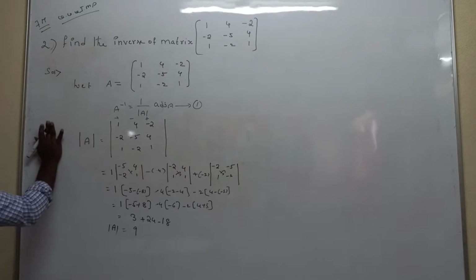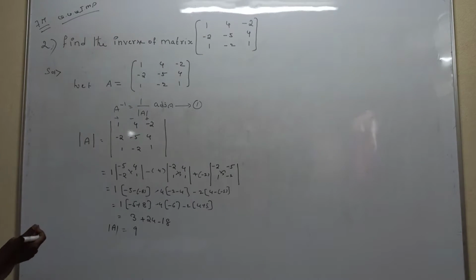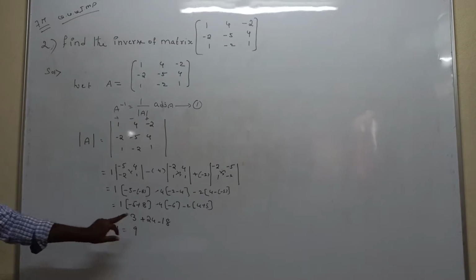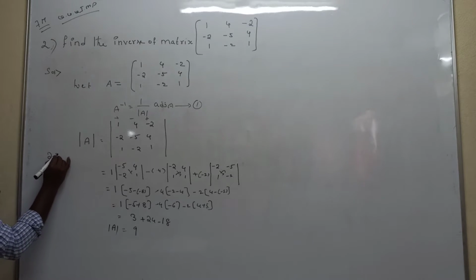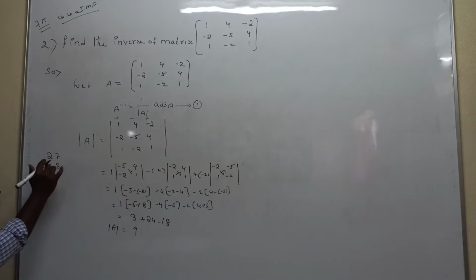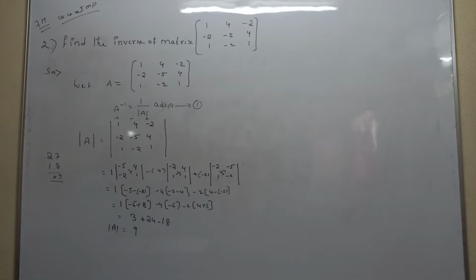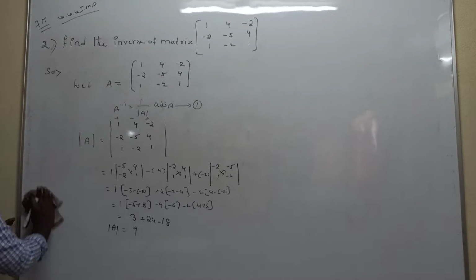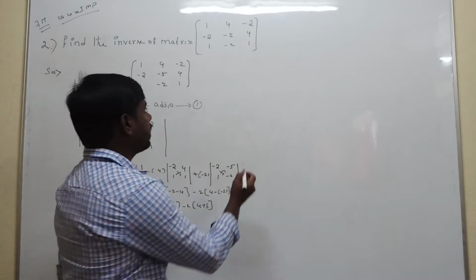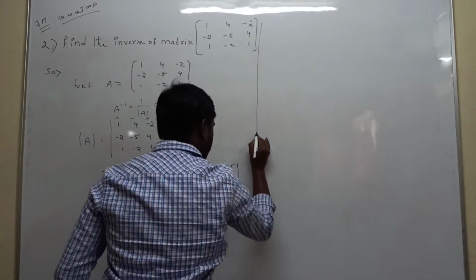Small mistake that we have to rectify. That is not a minus 4, that is plus 4. 24 plus 3 value is 27, and 27 minus 18 gives 9. That value is 9. The determinant value is 9. So you understood how to calculate the determinant value. Next we are calculating the adjoint of A.